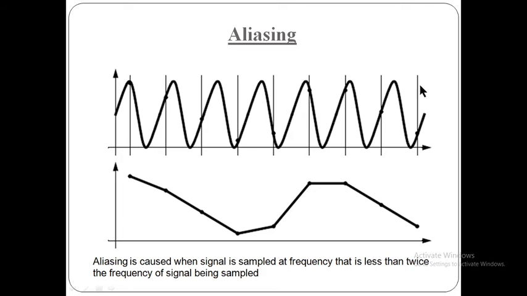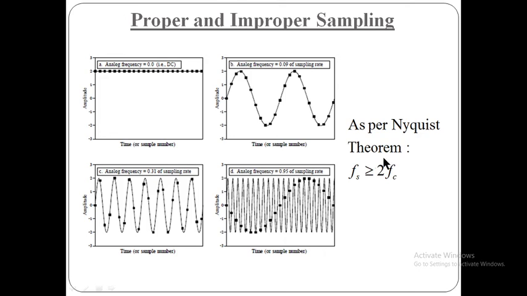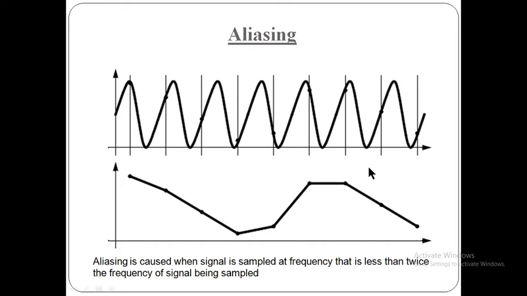So why this aliasing effect occurs is, aliasing is caused when the signal is sampled at a frequency that is less than twice the frequency of the signal being sampled. Here you can see this is the original signal, and the frequency of this original signal is very high as compared to the sampled frequency. So these two frequencies should satisfy the Nyquist theorem. If the condition that the sample frequency should be greater than or equal to 2 times the input or original frequency is not satisfied, at that time this aliasing effect can be caused.